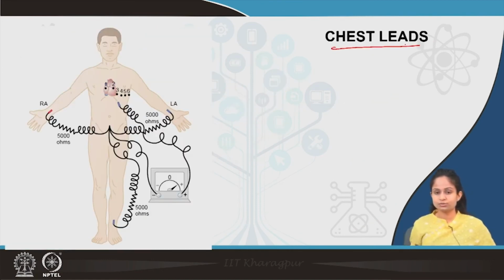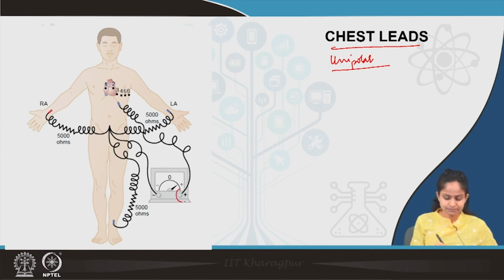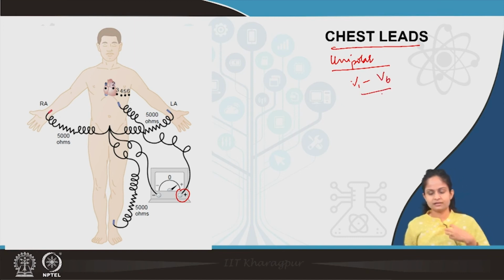Chest leads are also known as precordial leads, and these are also unipolar leads, or unipolar chest leads. As I told you, unipolar means that one of the electrodes which is connected will be active, and the other electrode, which is connected to the negative terminal, will be inactive. So, we have V1 to V6. The 6 chest leads are placed at different portions of the heart.